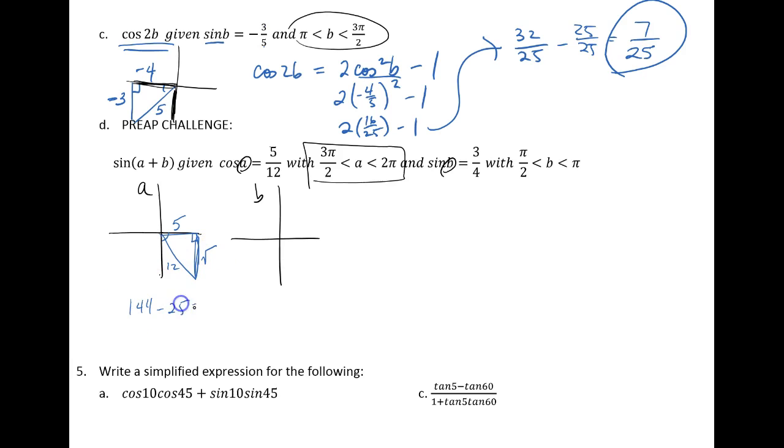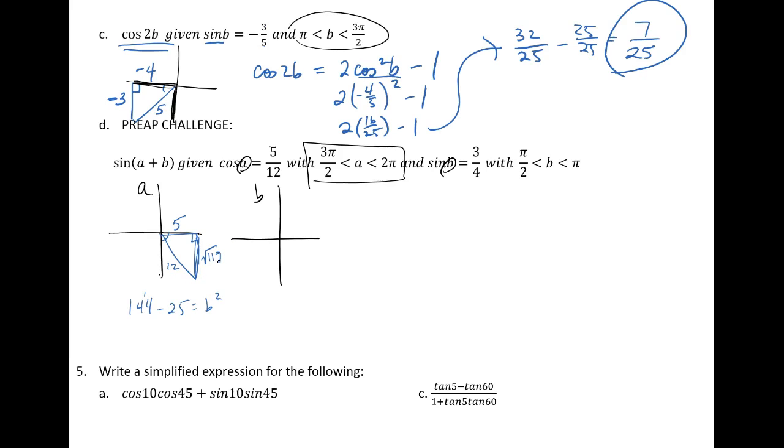144 minus 25 equals b squared. So what's that going to be? I think it's like 119. Oh, what a pretty problem. Okay, so that's going to go there.